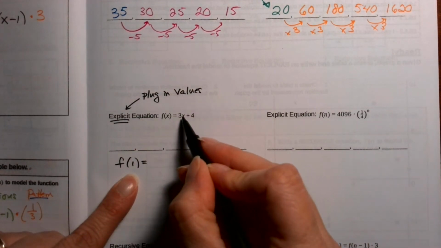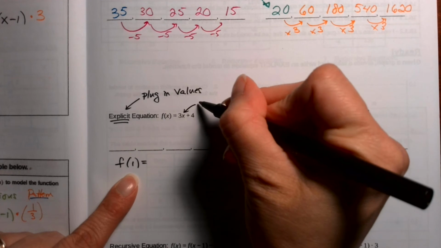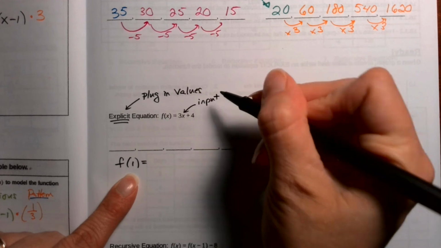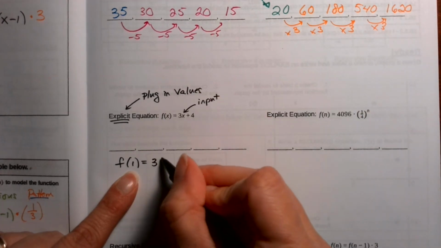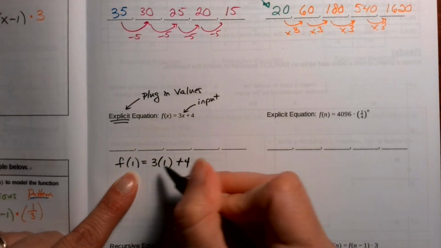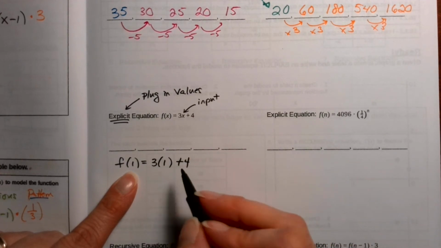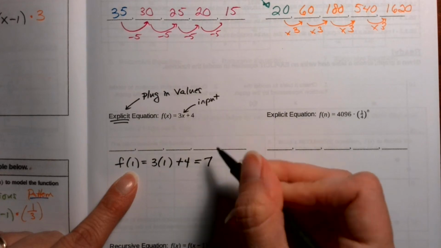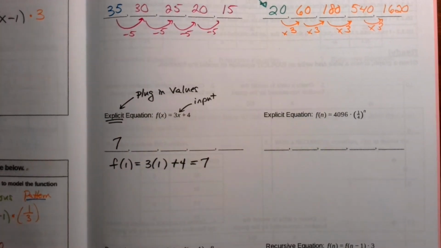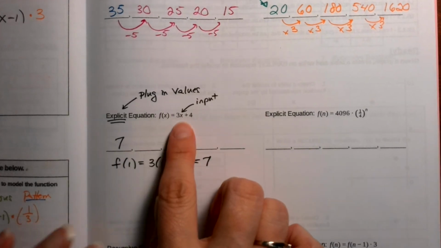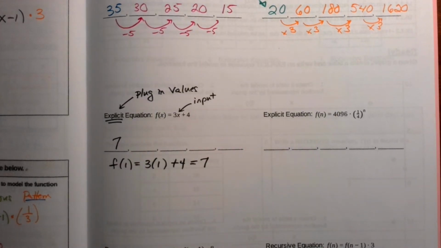So let's take our equation, and the x is the input. I'm going to plug in the number 1. Okay, then we're going to have to calculate this. 3 times 1 plus 4 makes 7. So the first term is 7. Okay, explicit equations are actually a little bit more work because you have to plug numbers in.